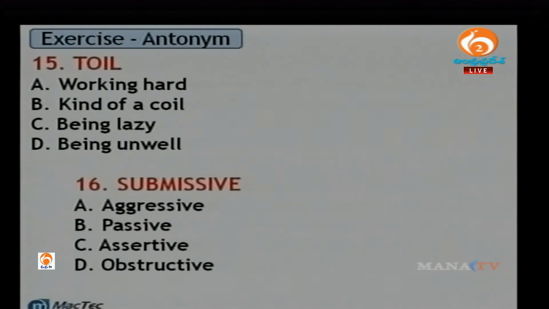Question number 16, submissive. What is the opposite of submissive? Aggressive, passive, assertive, obstructive. Submissive means a nature of a person who accepts anything and everything that is told or imposed on him or her. The opposite will be aggressive, where you oppose everything or you go against everything. Either you go against everything or you accept everything. So accepting everything is submissive. The opposite, the antonym, is aggressive.